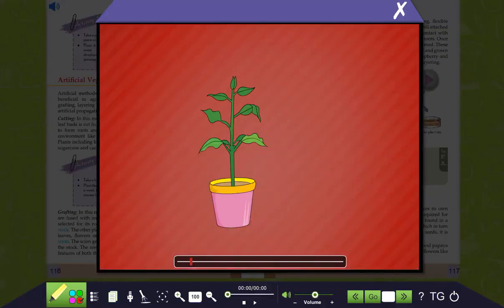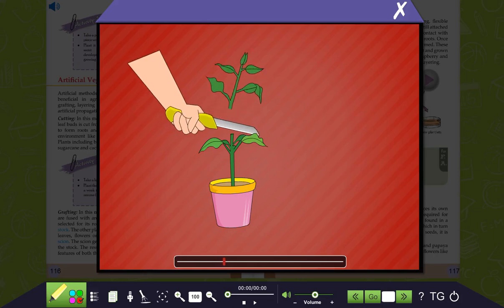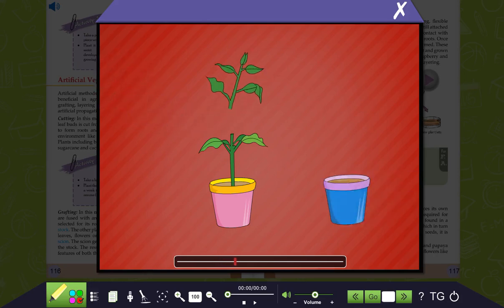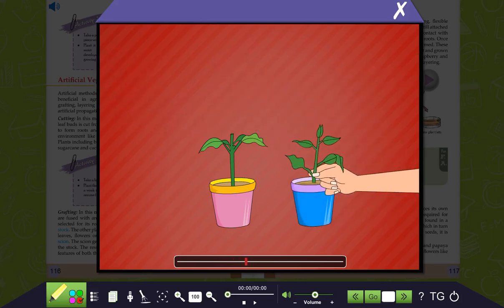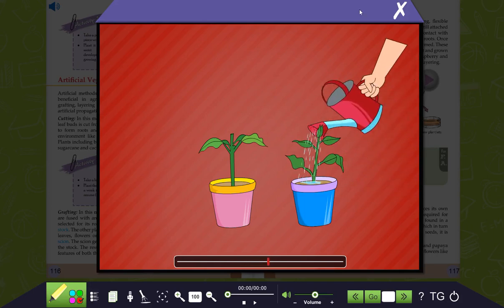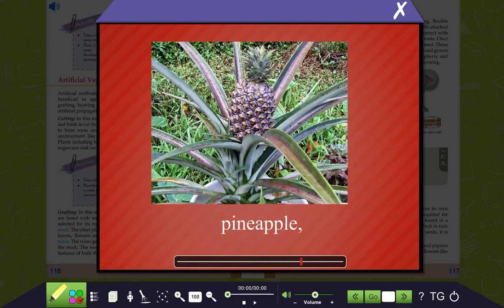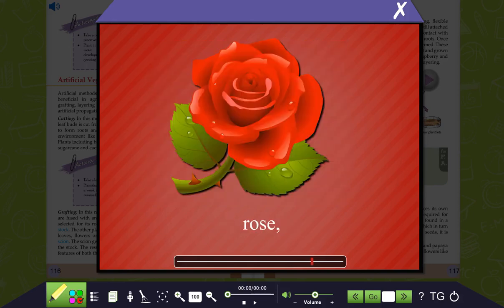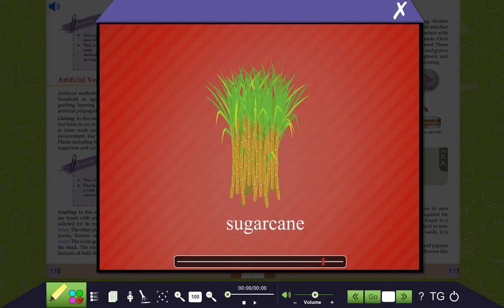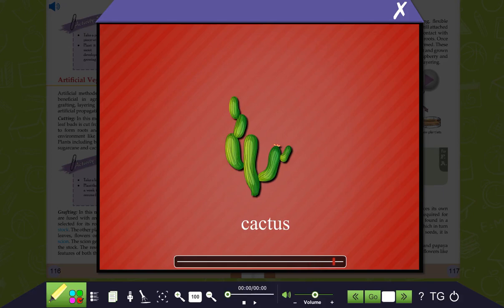Cutting. In this method, a portion of the plant containing leaf buds is cut from the parent plant. It is then induced to form roots and shoots by providing a favorable environment like moist soil with sufficient nutrients. Plants including banana, pineapple, rose, bougainvillea, sugarcane and cactus can be propagated by this method.